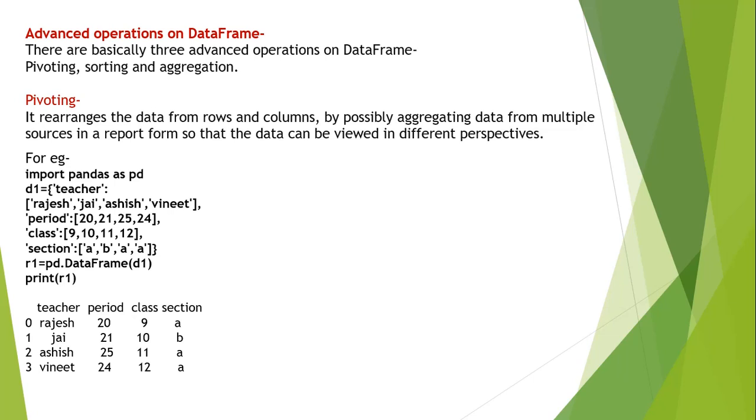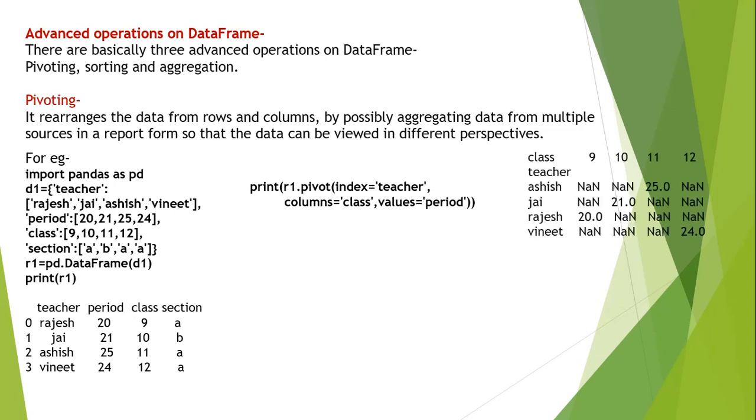Now what we have done here is create this dictionary in the form of a data frame. Already we have discussed in the various video tutorials how to convert particular data into a data frame. Here we have used the dictionary values and converted them into the form of a data frame. Now suppose we write print r1.pivot(index=teacher, columns=class, values=period). So we are going to use the pivot function here. Now let's see the impact of this pivot function.